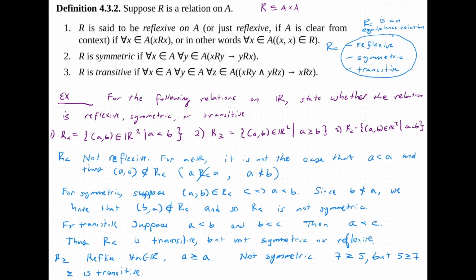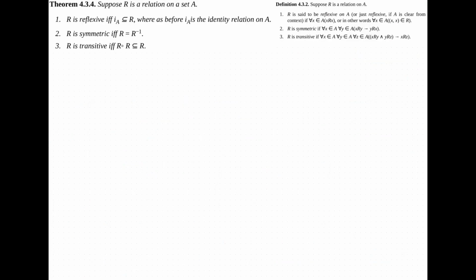So now let us prove some properties of reflexive, symmetric, and transitive that are equivalent to the given definitions. So here is our next result. R is reflexive if and only if the identity relation I sub A is a subset of R. R is symmetric if and only if R is equal to R inverse. And R is transitive if and only if R compose R is a subset of R. And so in the book, 2 is proven, and so I'm going to focus on 1 and 3. So let's go ahead and get started.